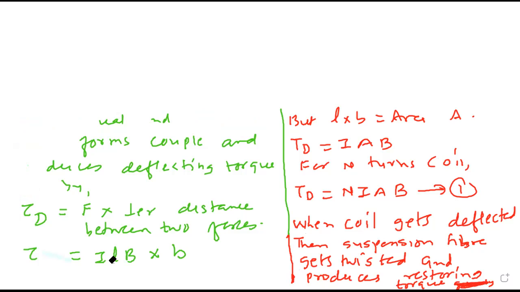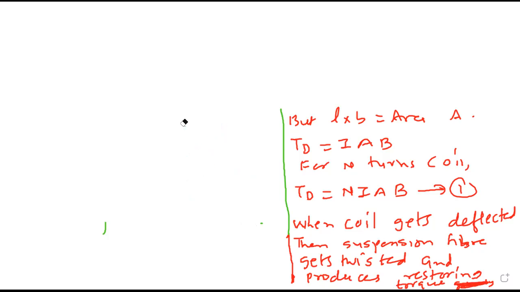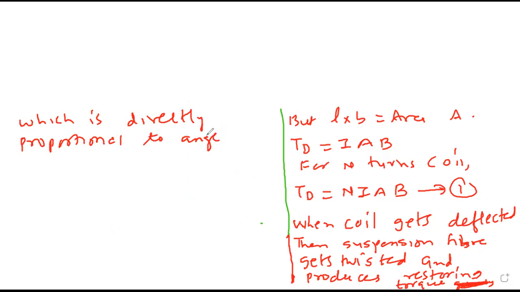Done, sir. When coil gets deflected, then fiber gets twisted, produces restoring torque, which is directly proportional to angle of deflection. Means the more the deflection, the more the twisting. Produces restoring torque, which is directly proportional to angle of deflection theta.